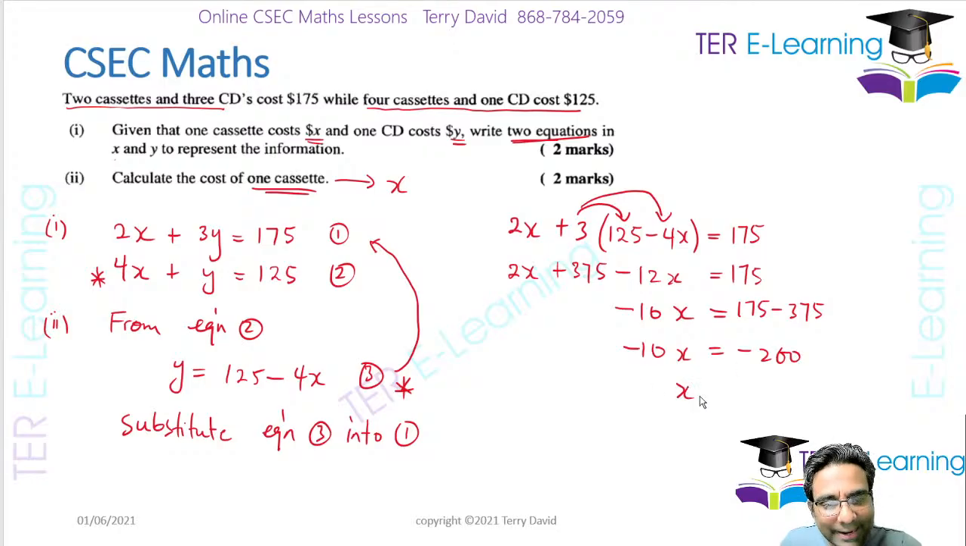So therefore x is equal to minus 200 divided by minus 10. And therefore x is going to be equal to, how much is that? 20. So x is going to be equal to 20. So therefore, remember this cost we're talking about. So x is actually equal to $20, and that's my answer there.